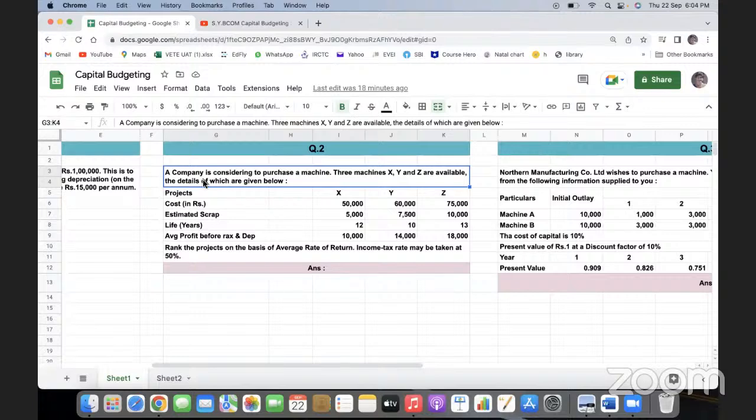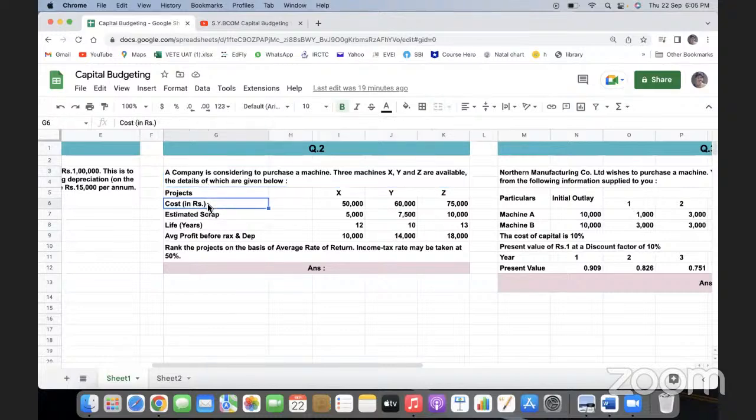So what are the details of these machines? We have 3 machines for a project. The machines' names are X, Y, and Z. The cost of each machine is given to us, that is cost in rupees 50,000, 60,000, and 75,000. Then we have the estimated scrap value given to us, that is, at the end of the year what is going to be the estimated value of that particular machinery. And the lifespan of the machinery is given to us. After that, the average profit before tax and depreciation is given.